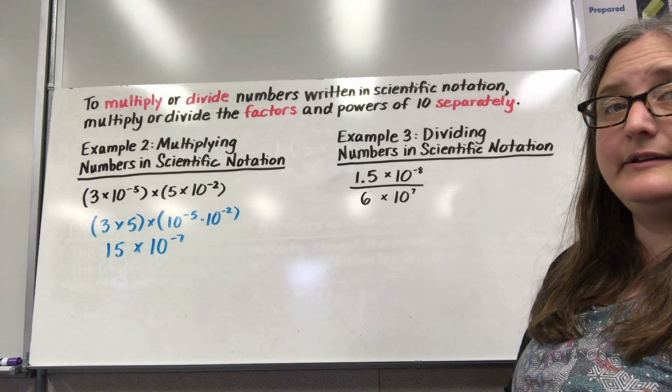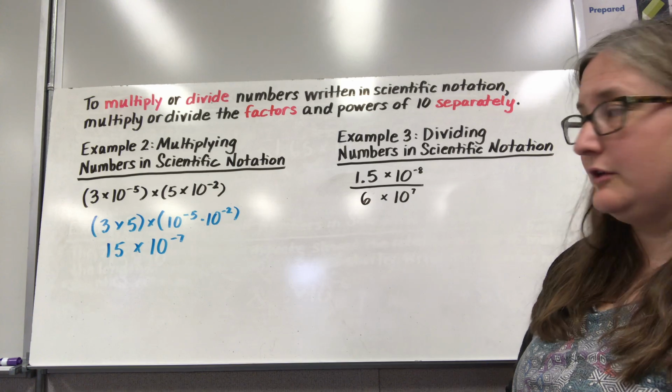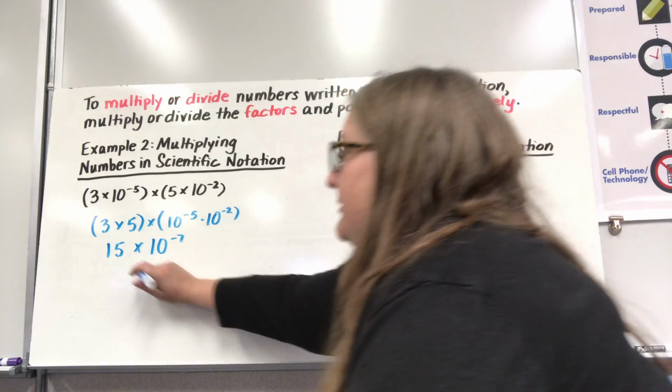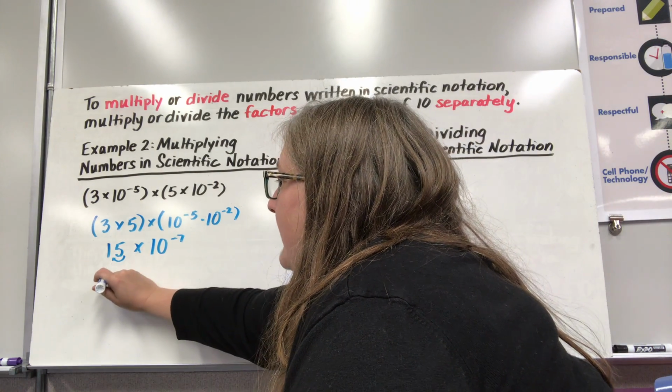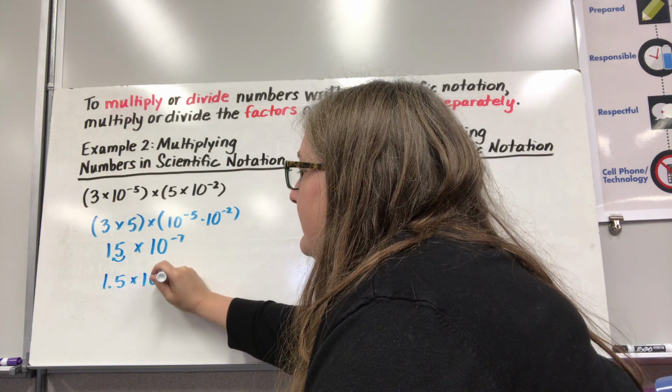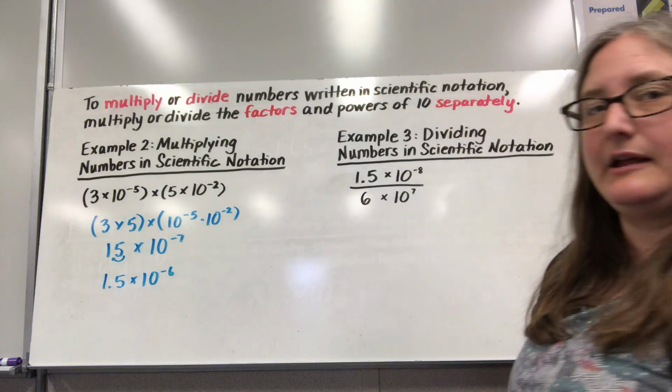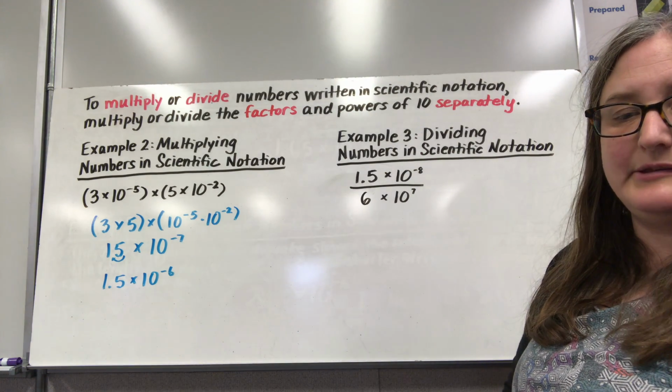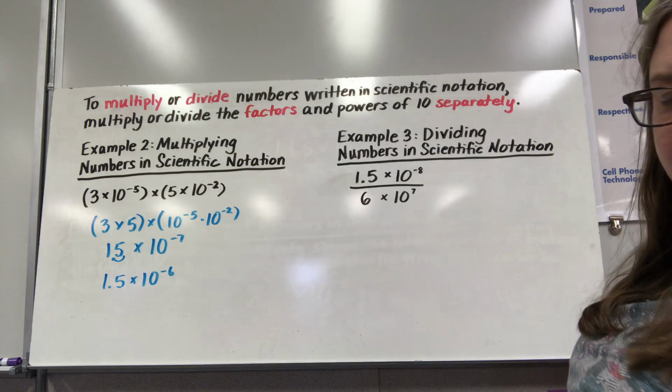Now 15 is not acceptable for scientific notation. It's larger than 10. So I'm going to move that decimal over one more spot, which is going to increase my exponent to negative 6. 1.5 times 10 to the negative 6th power.